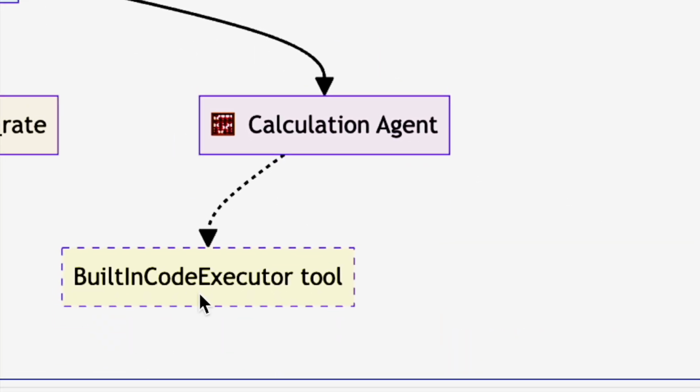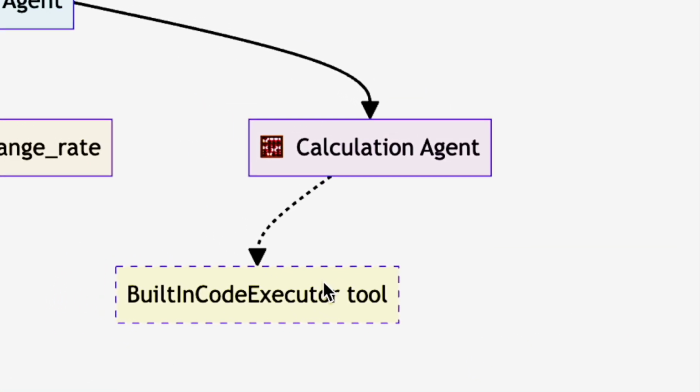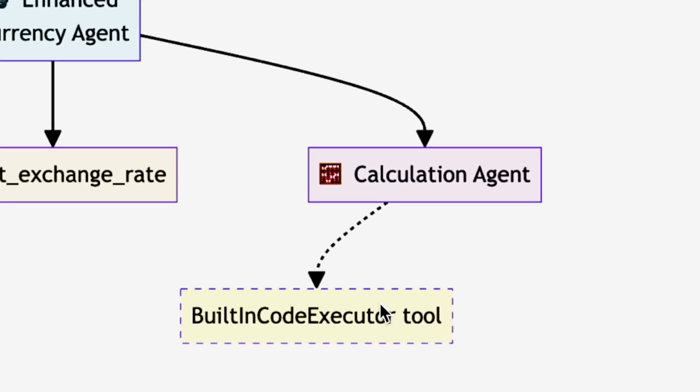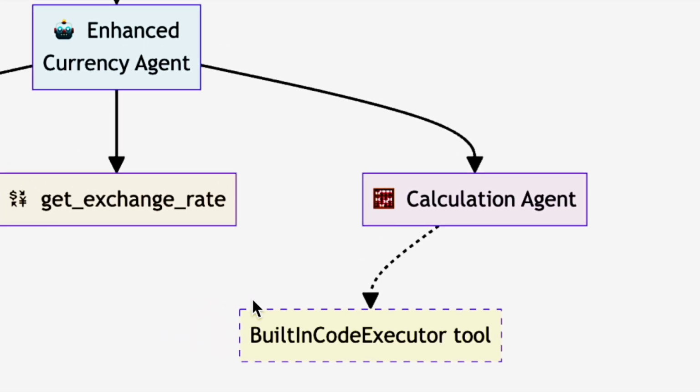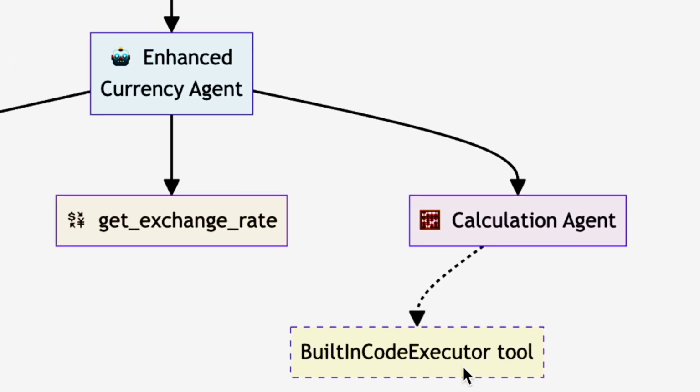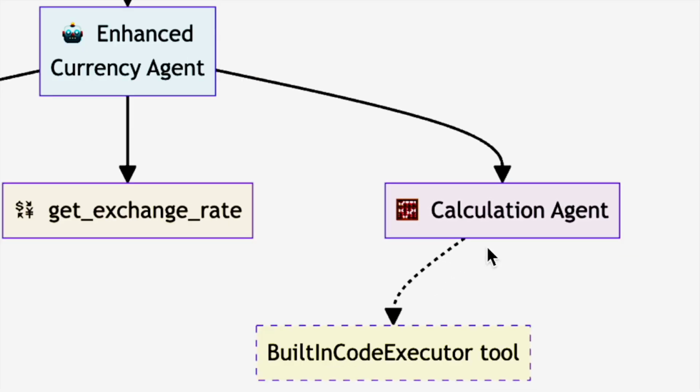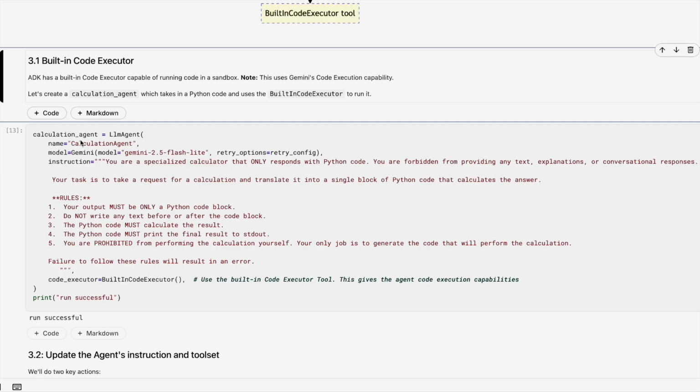ADK has this built-in code executor, which is capable of running code in a sandbox as well. You don't need to have a production environment. And please note that this uses Gemini's code execution capability. Now let's go ahead and create this calculation agent and see how it uses the built-in code executor. As with every agent, you will define the agent, write the name, model, and retry options. That's what we have done for the calculation agent.